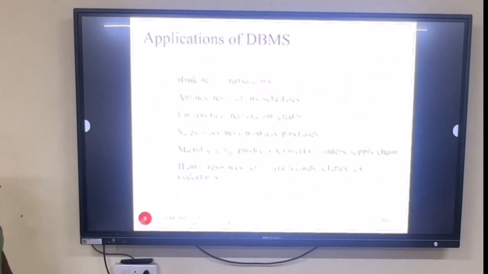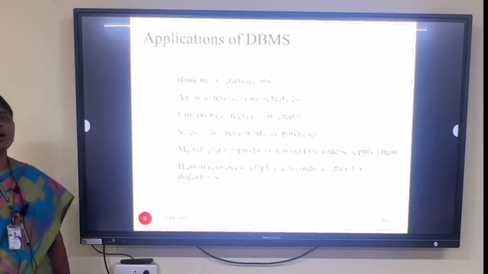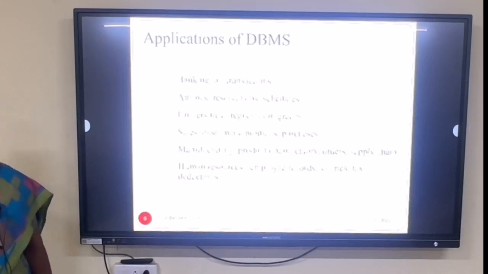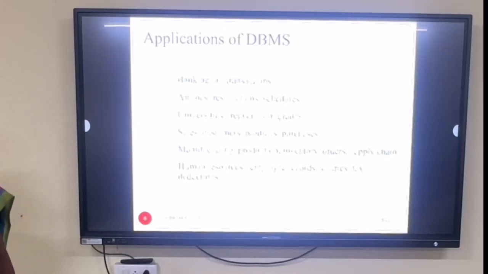So applications of database in banking: entirely it consists of the database. For example, we are using GPay, PhonePe, and we go to the bank for internet banking, and we are going for the NEFT transaction. So everything comes under the database.